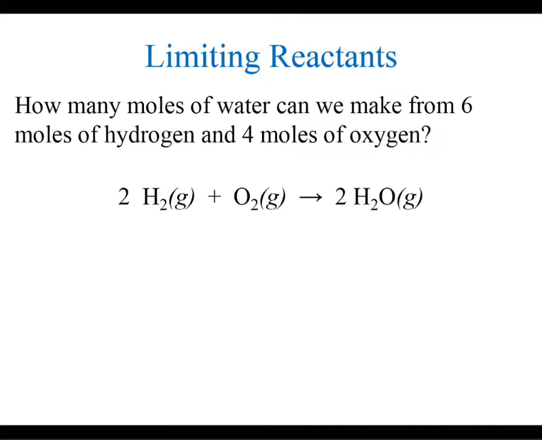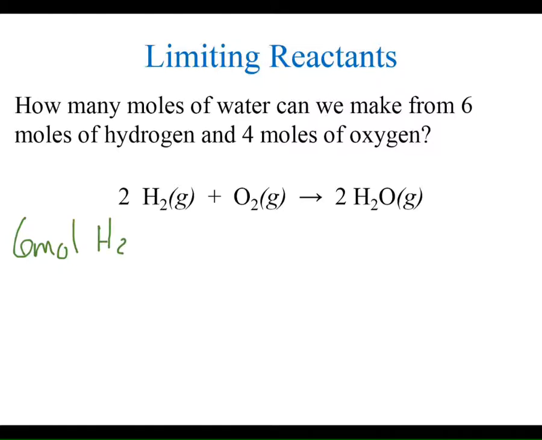Another 2 to 1 ratio here. So for every 2 hydrogens I react with 1 oxygen, I make 2 waters. So let's say, how many moles of water could I make if I have 6 pieces of hydrogen and 4 pieces of oxygen? Now, it's not cheese and bread, it's hydrogen and oxygen, but it works the exact same way. So let's just work through it here. Let's try it. I'm just going to write 6 moles of hydrogen.